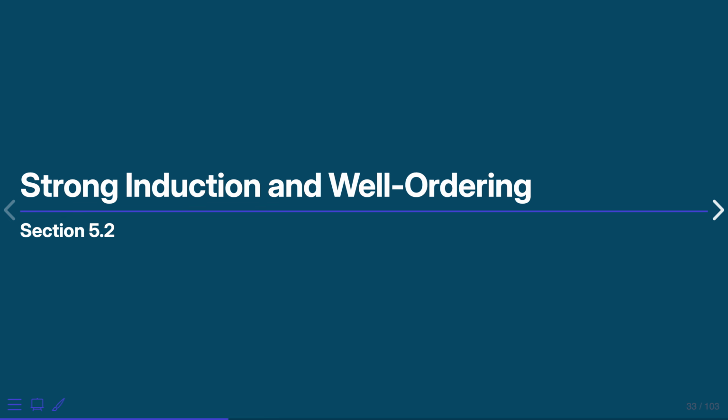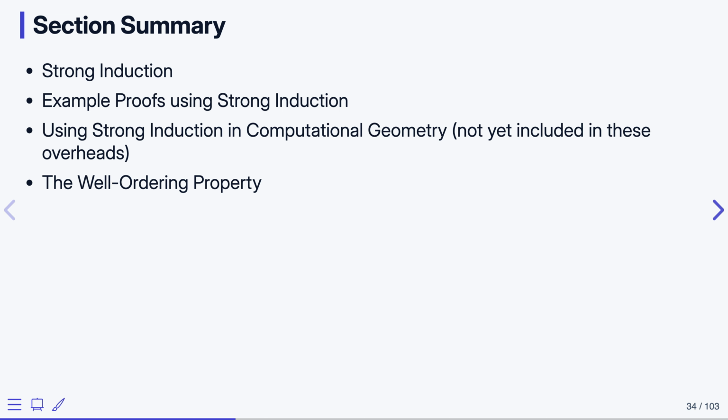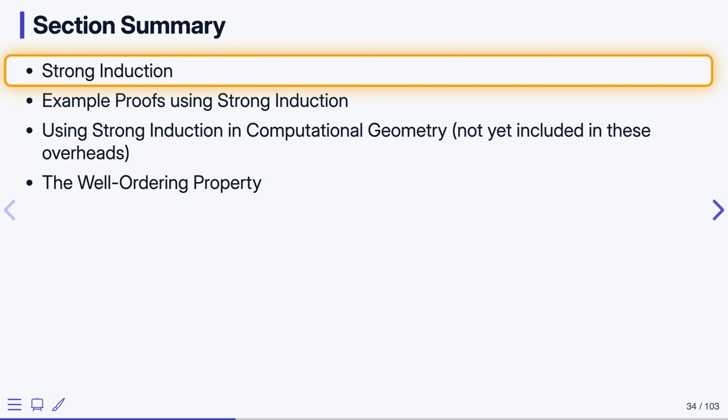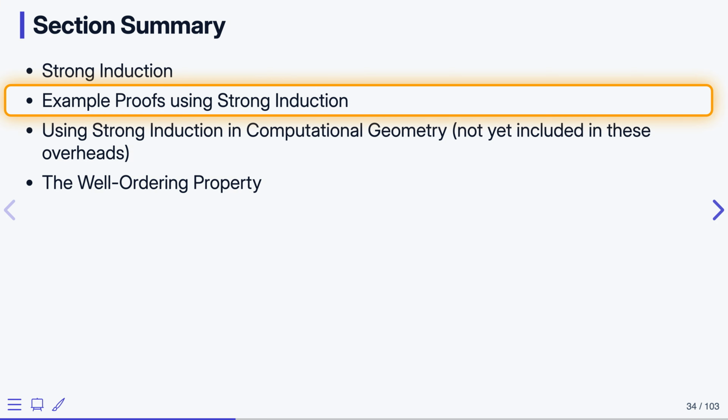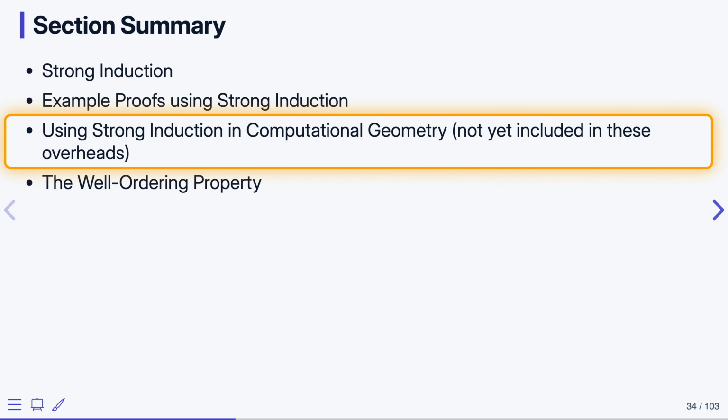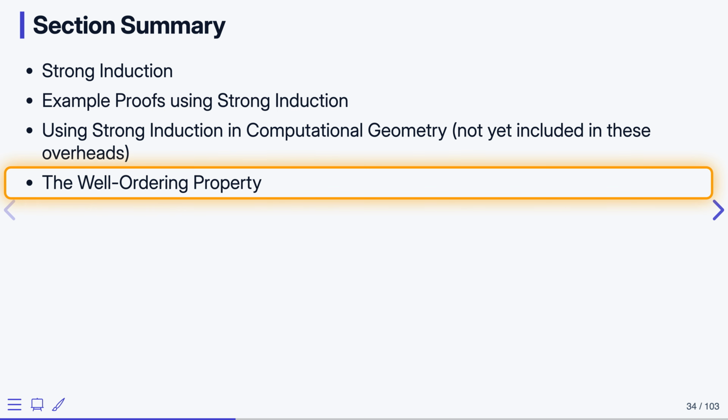Now we turn to a stronger tool called Strong Induction. It comes with a partner idea, the well-ordering property. This is the plan for the section, 4 things. First, what strong induction is. Then several example proofs that use it. There is also a use in computational geometry, but that part is not on these slides. And last, the well-ordering property.